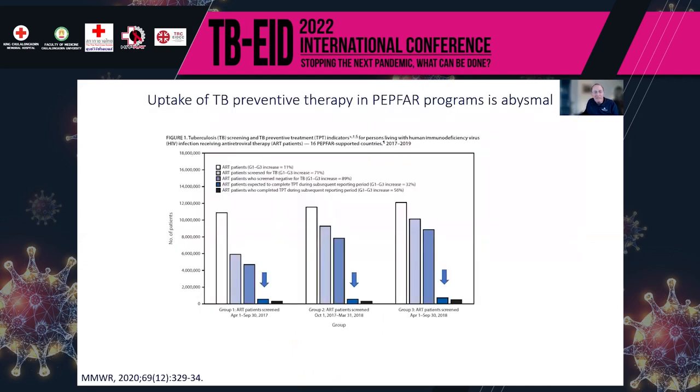Why do I say that the HIV numbers are overreported or exaggerated? Well, here are data published by the CDC in 2020, looking at the uptake of TB preventive therapy in PEPFAR programs, where it was mandated that TB preventive therapy be done. And you can see over several different time periods among people who are initiating antiretroviral therapy, a very tiny proportion of them receive TB preventive therapy. And if PEPFAR programs aren't delivering TB preventive therapy, it's highly unlikely that other programs are doing much better.